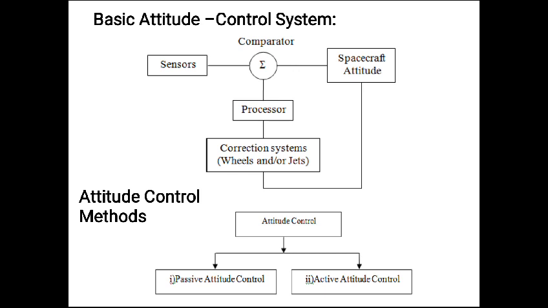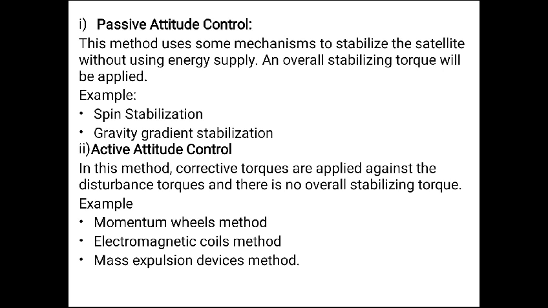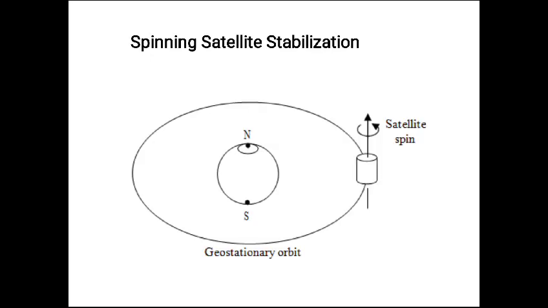Attitude control methods are of two types: passive attitude control and active attitude control. Passive attitude control uses some mechanism to stabilize the satellite without using an energy supply, and an overall stabilizing torque is applied. Examples are spin stabilization and gravity gradient stabilization. In active attitude control, corrective torques are applied against the disturbance torques and there is no overall stabilizing torque. Examples are momentum wheel use, electromagnetic coil method and mass expulsion device method.